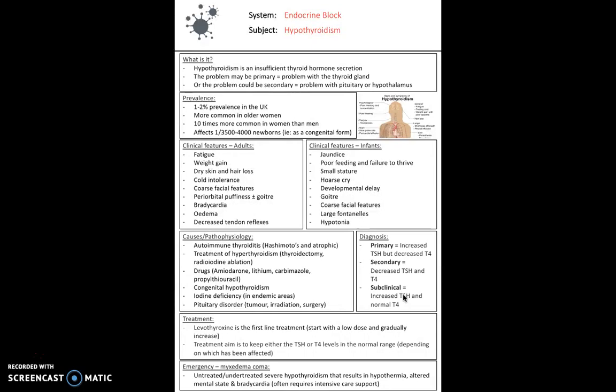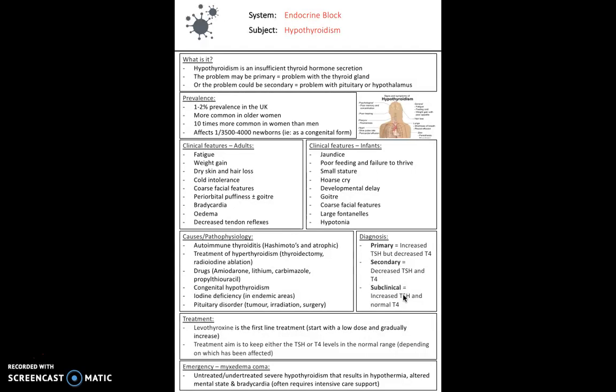Now to look at the thyroid. So first of all, if we look at hypothyroidism, this is where we're not producing enough of the thyroid hormones. So the thyroid hormones are T3, triiodothyronine, and then we have T4, thyroxine. So hypothyroidism is where we're not producing enough of these, and it could be a primary problem, i.e. a problem with the thyroid gland itself, or it could be a secondary problem, and this is a problem that's from higher up. So like we discussed in the last video, a secondary problem comes from the pituitary or the hypothalamus.